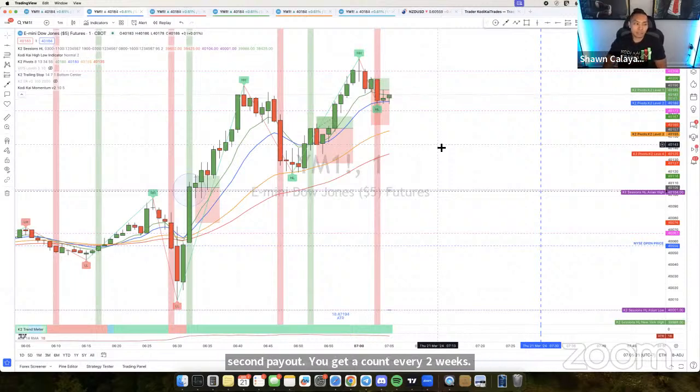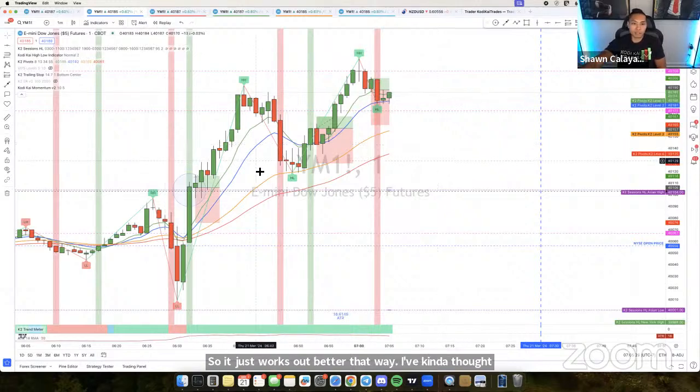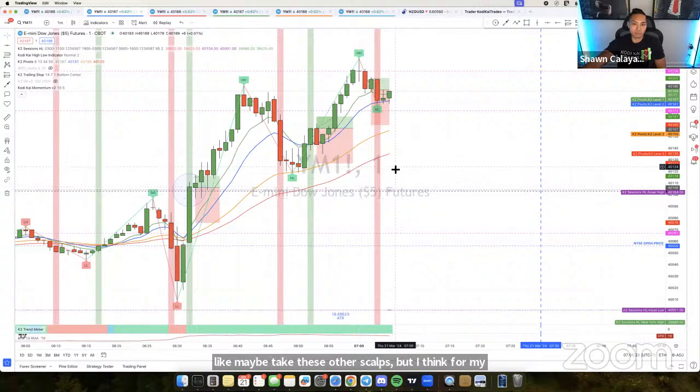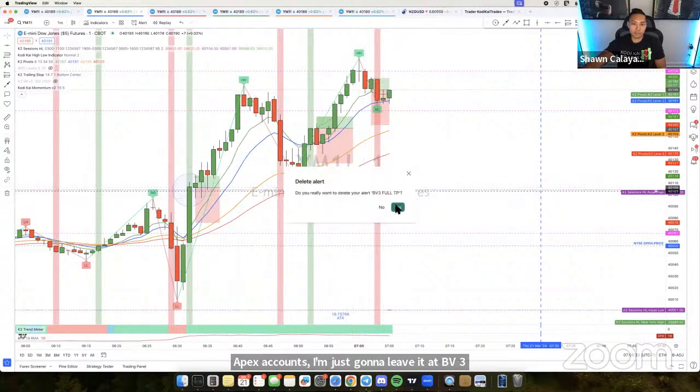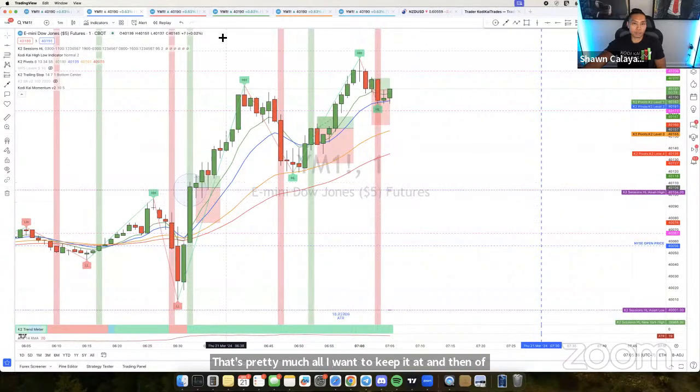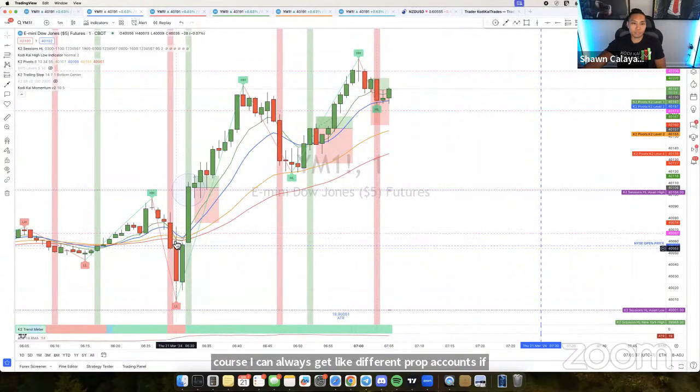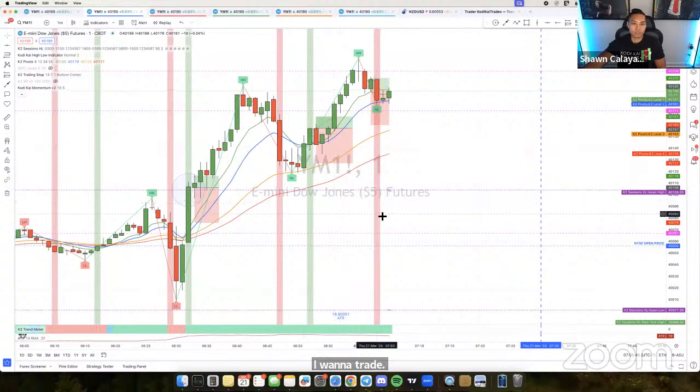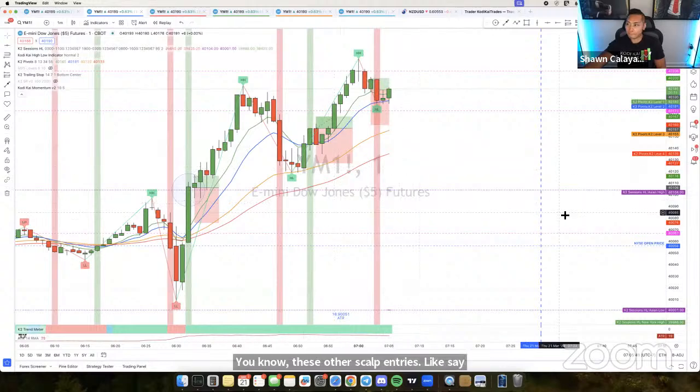I've thought about the idea of opening different prop accounts to maybe take these other scalps, but I think for my Apex accounts, I'm just going to leave it at BB3. That's pretty much all I'm going to keep it at. And of course I can always get different prop accounts if I want to trade these other scalp entries, say something like from Top Step or something like that.